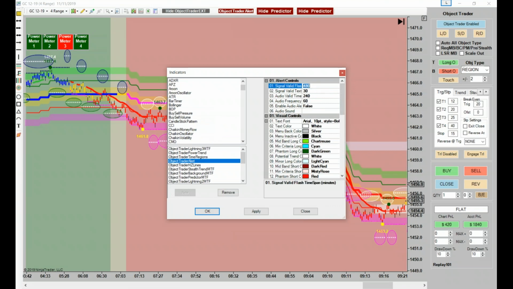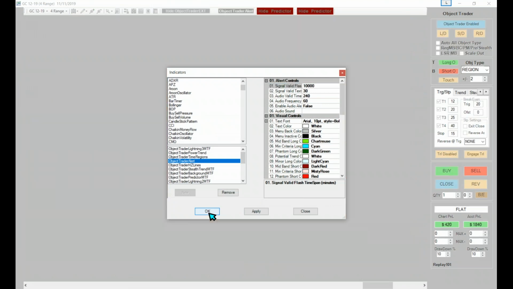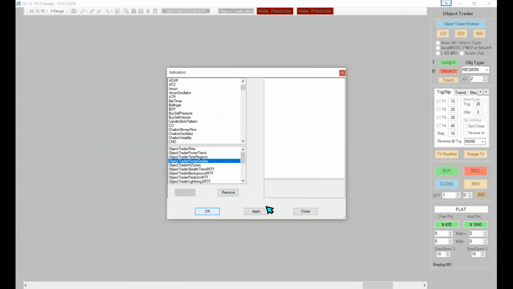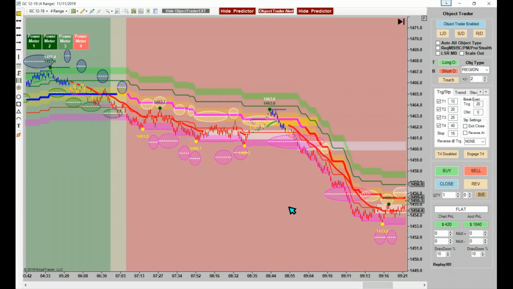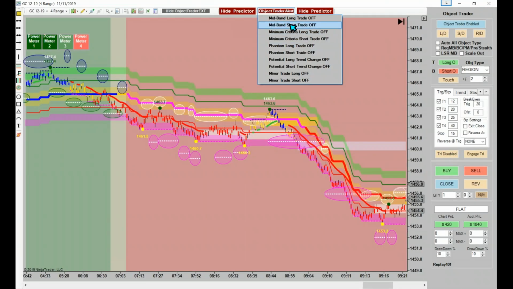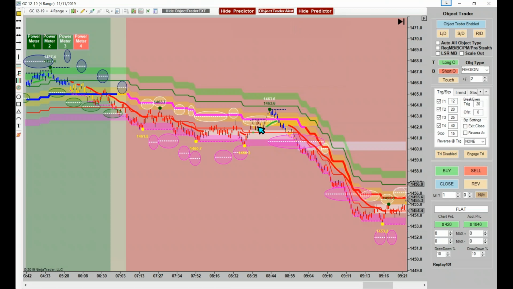That's 480 minutes. I'll put it on 10,000. It'll definitely flash on 100,000, but that's a lot. Let's put it on 10,000 minutes and it'll flash them. Let it go ahead and load. And let's go ahead and put on mid-band short, and you'll see those flash.